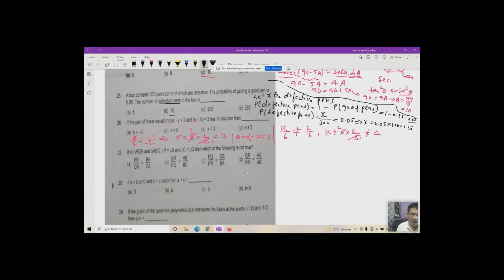And let's see, the two triangles are given, PQR and ABC. So let me draw these two triangles. One is PQR and another one is ABC.